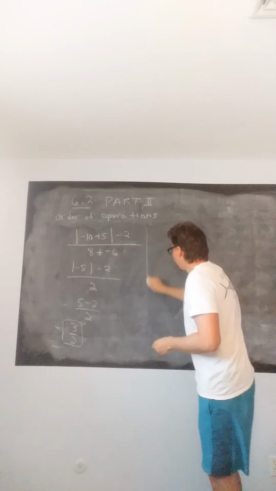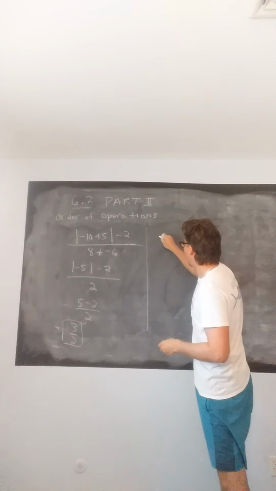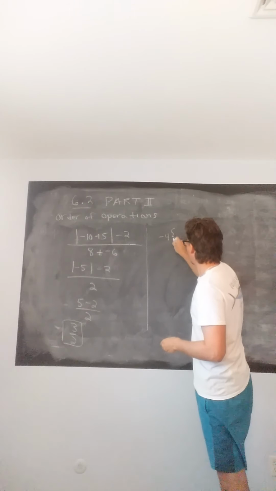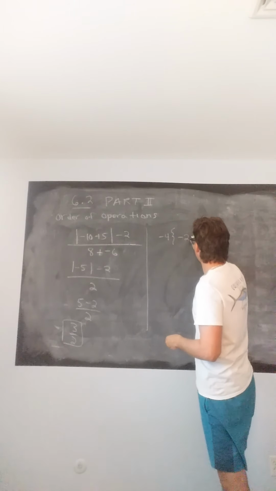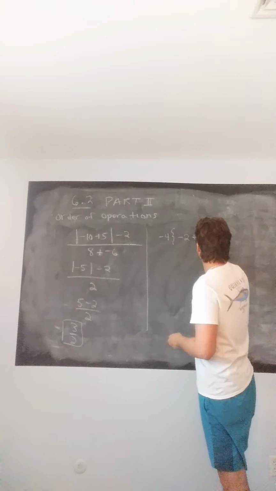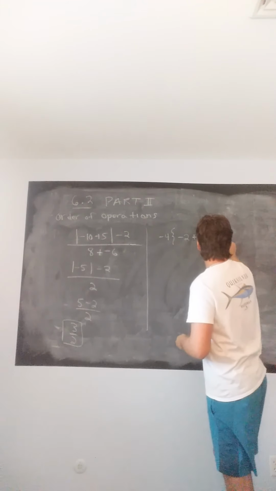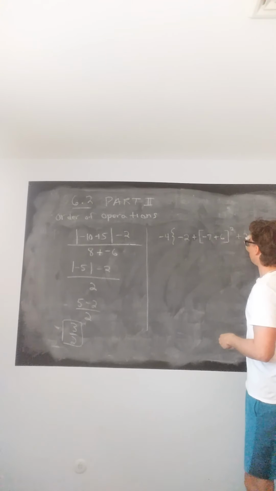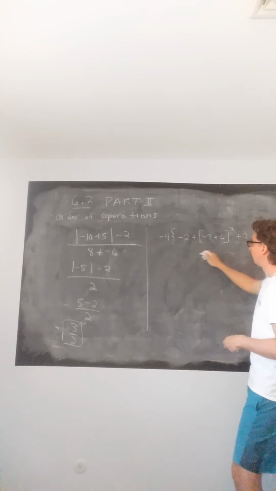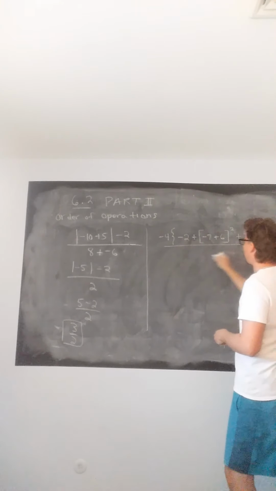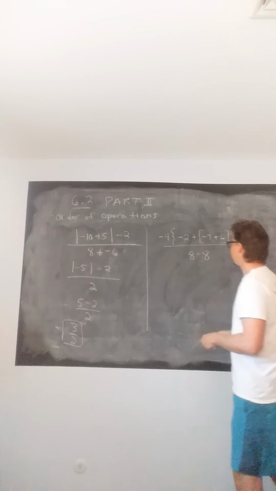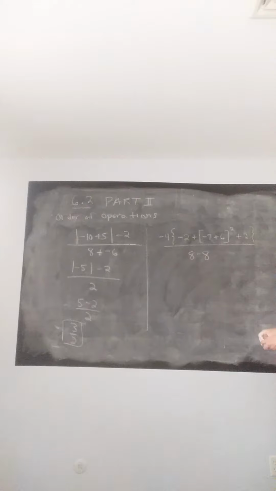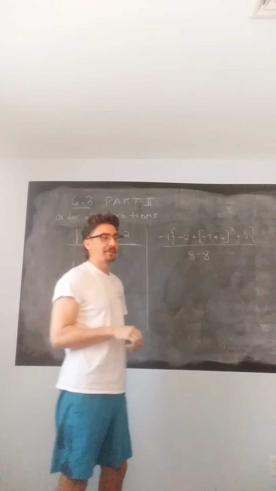How about something like this? We have -4, a brace, -2 plus bracket, -7 plus 6 squared, plus 2, we'll close the brace, and on the bottom we have 8 minus 8. Now you may look at something like this and go, holy cow, there's a lot going on here. And indeed in the top there is.